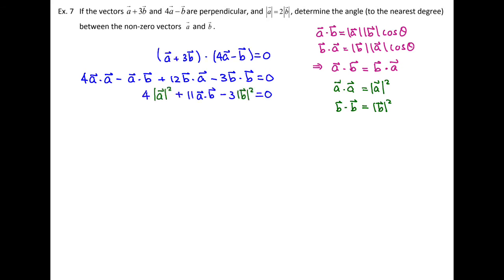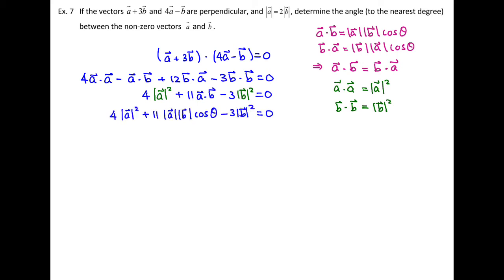We are going to have 4 magnitude of a squared, negative 1 plus 12 is going to be 11, a dot b minus 3 magnitude of b squared equals 0. Since we see another dot product here, we're going to use the dot product formula again to simplify this equation.